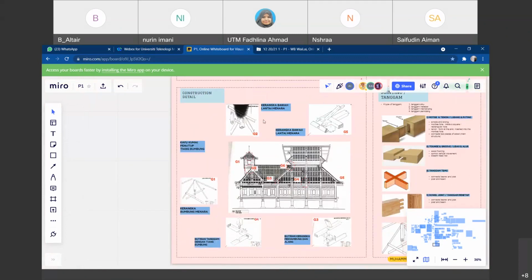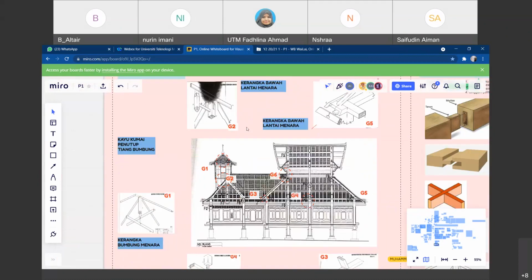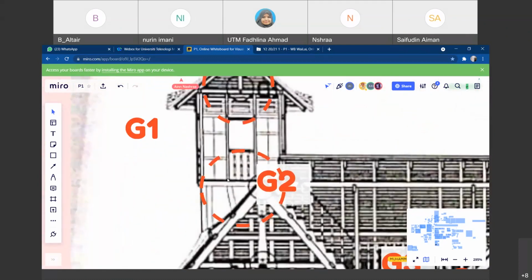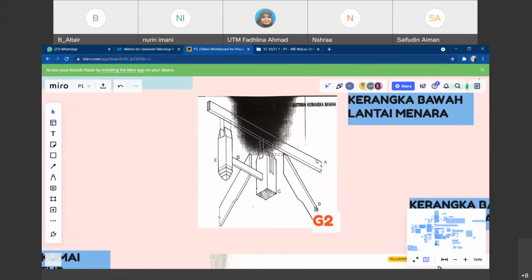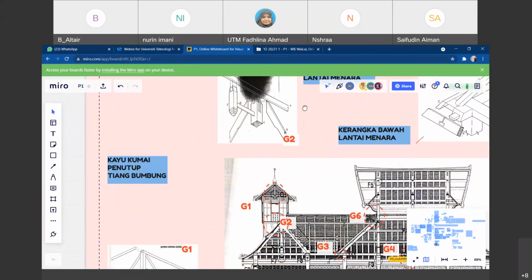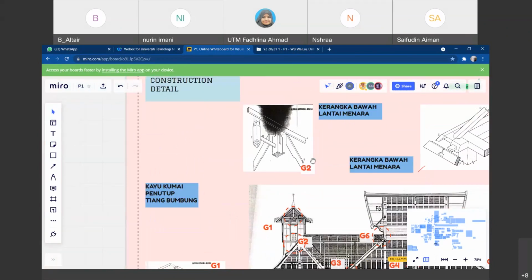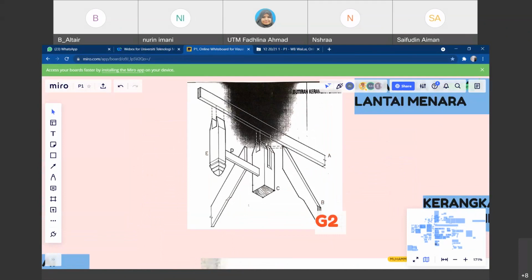Okay, and then the G2 is the kerangka bawah lantai menara. This one is called the menara or the mihrab. How they connect this one is explained right here. So the first one is the ceiling, the floor joist, this one, and then this one is the post, and then they use a tanggam.